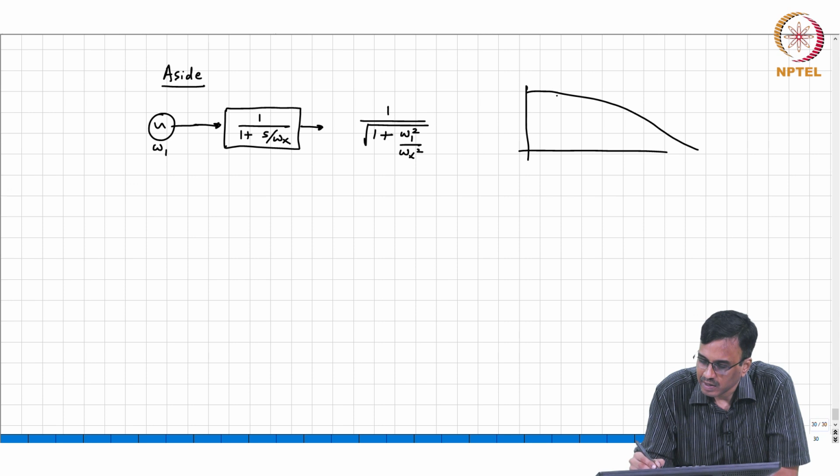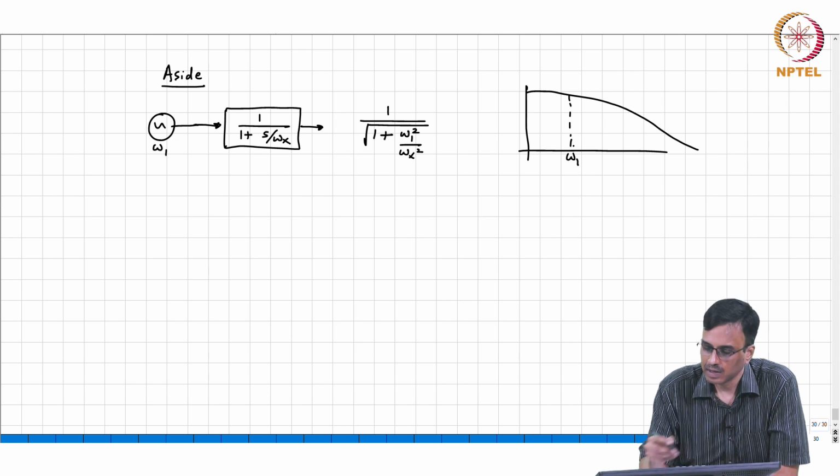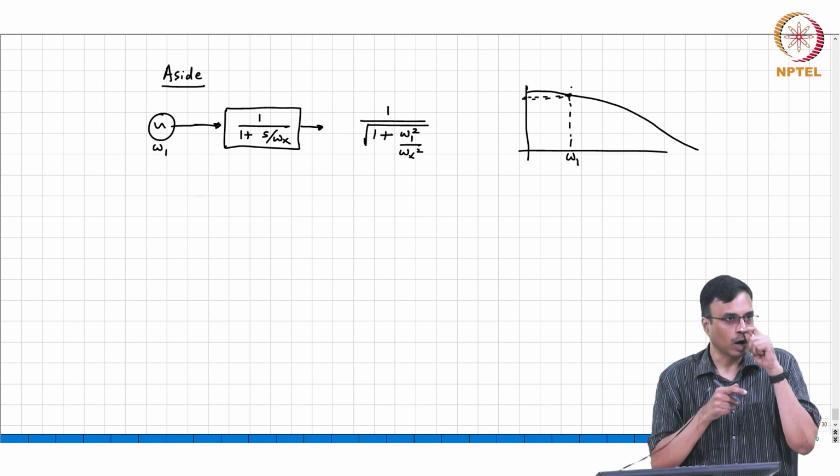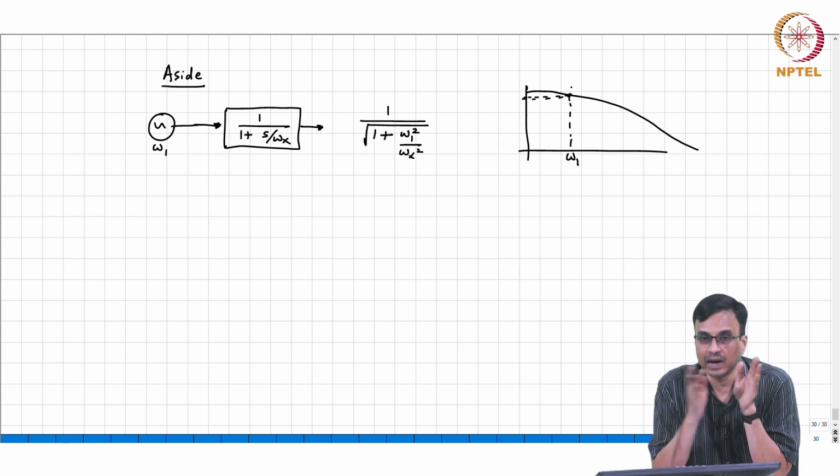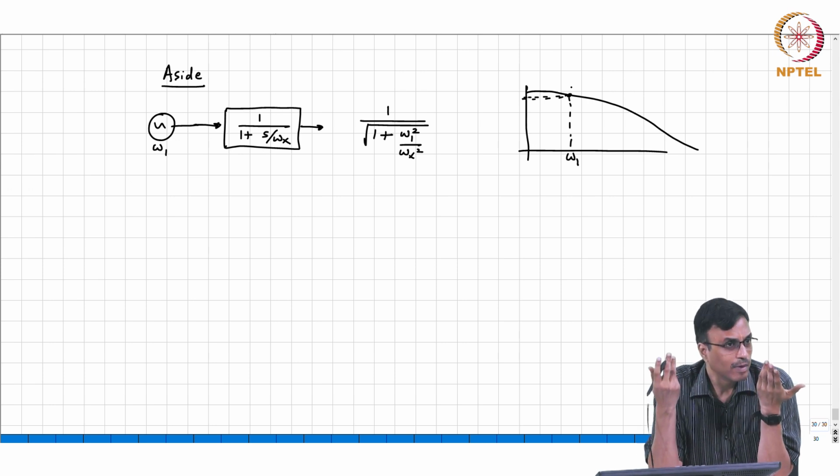So if you measure the magnitude response at omega 1, the slope is very small. So if you make a small error in measuring the amplitude, what comment can you make about the error in measuring omega x? It will be very high, correct? Does it make sense, people?